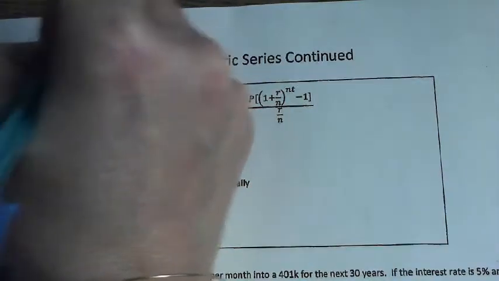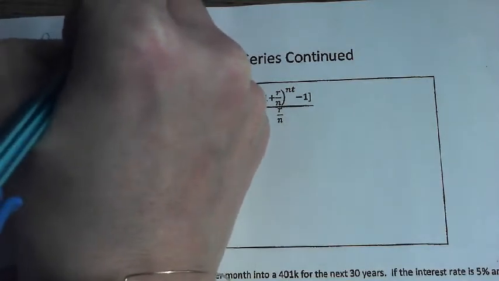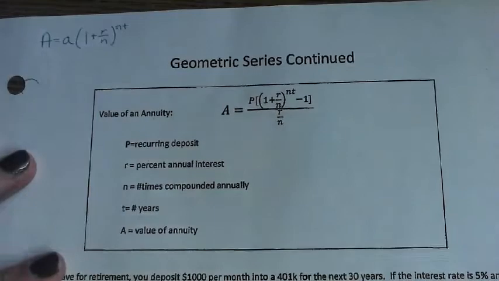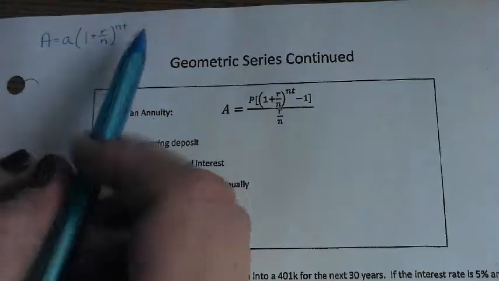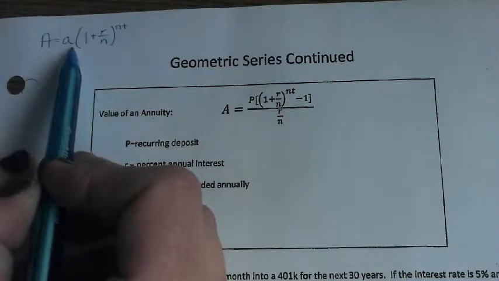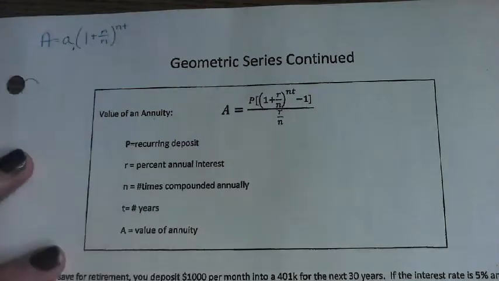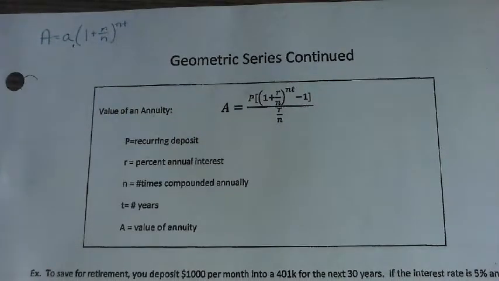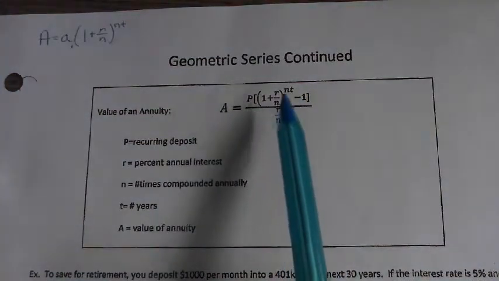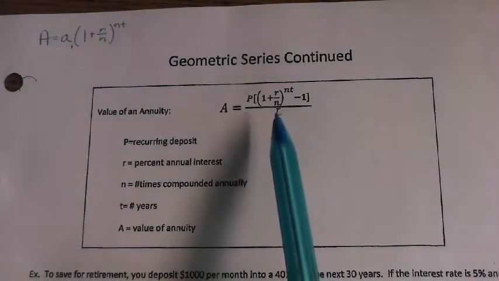Do you remember that formula? Final amount equals initial amount times (1 plus R over N) to the NT power. That's just basic compound interest. That's if you put a certain dollar amount in, how much will it grow to at a certain rate over a certain amount of time, compounded at a certain frequency. The difference between that, and there are some similarities. You can kind of see the 1 plus R over N to the NT power in there.